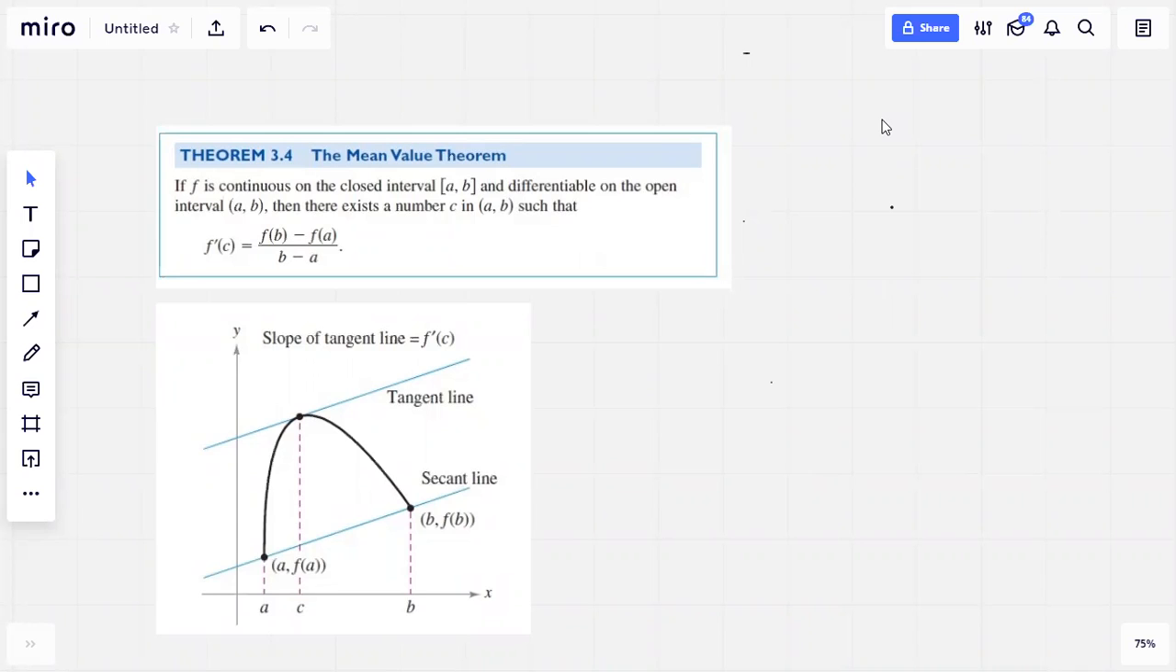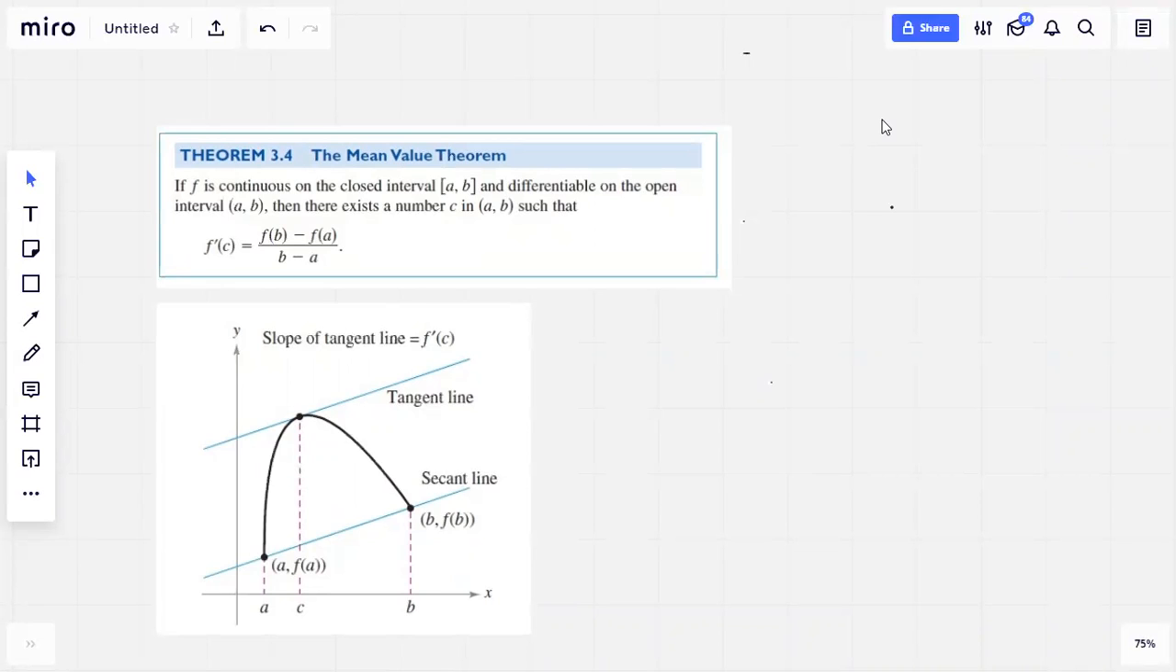Okay, let us today discuss the mean value theorem of differential calculus. This theorem says if a function f is continuous on the closed interval [a, b] and differentiable on the open interval (a, b), then there exists a number c in the open interval (a, b) such that f prime of c, or the derivative of the function at c, is equal to f of b minus f of a over b minus a. Below is the geometric interpretation of the mean value theorem.